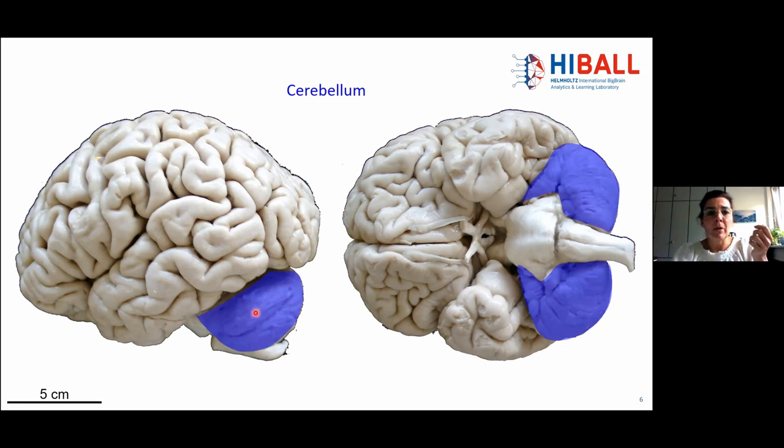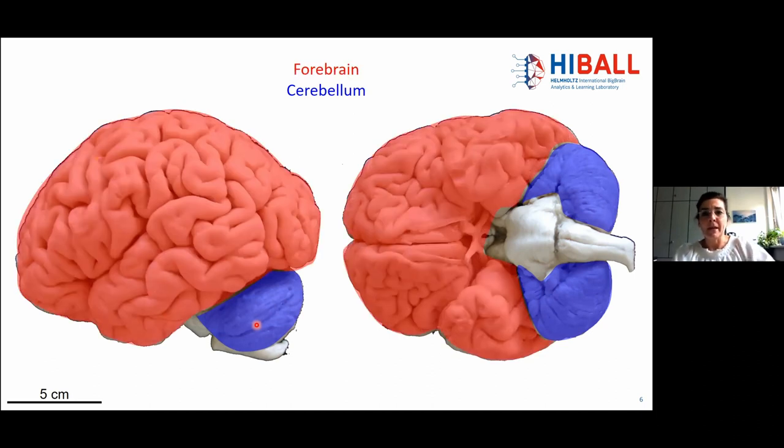We've got this part, which is now highlighted in blue, with a very, very tight folding. That is the cerebellum. And in red, we have the forebrain, with a much lower degree of folding. And then highlighted in green, we've got the brain stem, which basically doesn't have any folding. And this part here, just to the very right of the slide, that would be the beginning of the spinal cord.